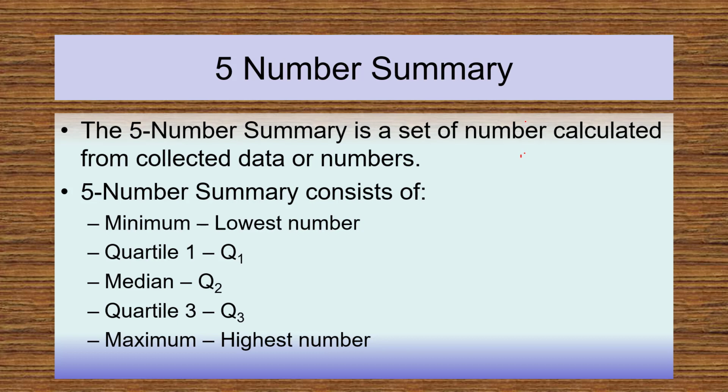Couple of things I want you to be sure that you know as we progress forward. 5-number summary is a set of numbers calculated from collected data or numbers. The 5-number summary is going to consist of a minimum value, which we know is the lowest number, quartile 1, or you can abbreviate Q1, median Q2, quartile 3, Q3, and maximum number, the highest number. These 5 items are what we call the 5-number summary. It's going to be good for you to know that. You're going to use it a lot as you do data analysis with box and whiskers.